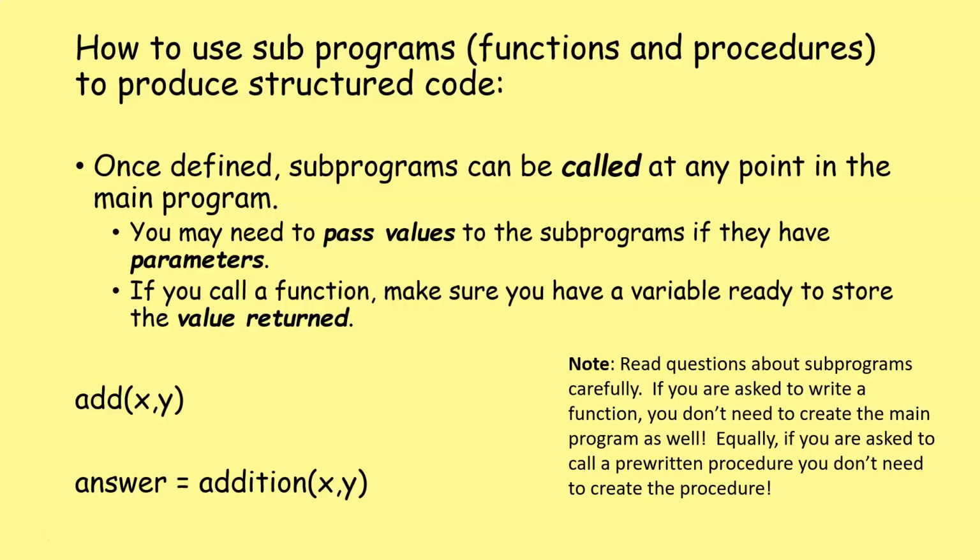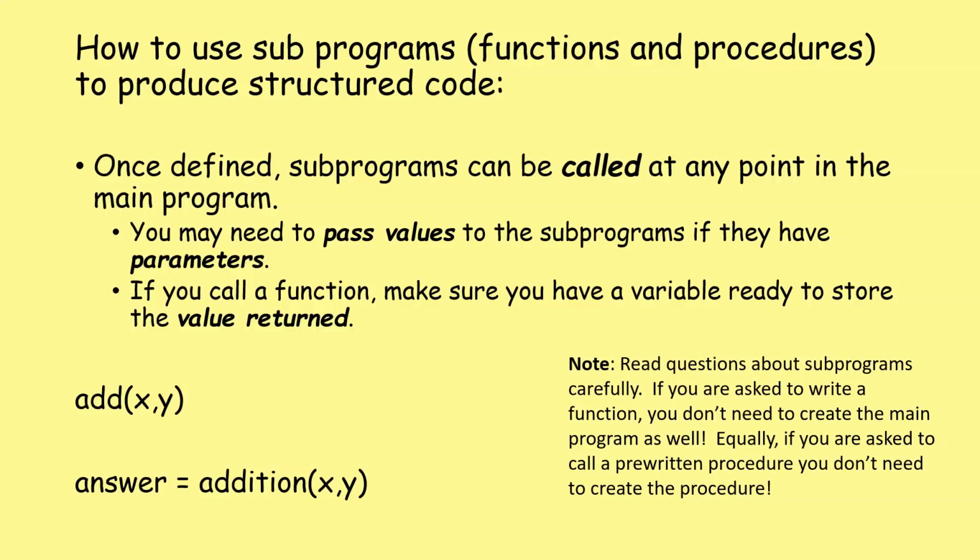Once defined, subprograms can be called at any point in the main program. You may need to pass values to the subprogram if they have parameters. If you call a function, make sure you have a variable ready to store the value returned. So calling a procedure, doesn't matter if it's OCR reference language or Python, we just use the name and then in brackets, any values that we need to send as parameters to that procedure. So for example, add x, y.